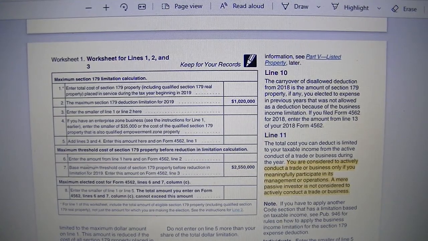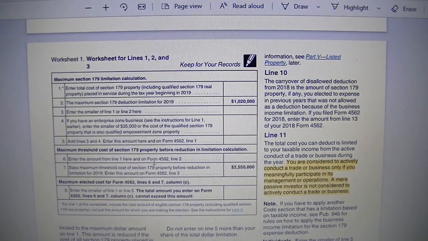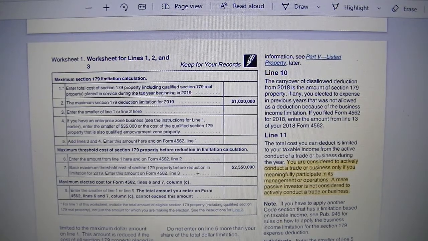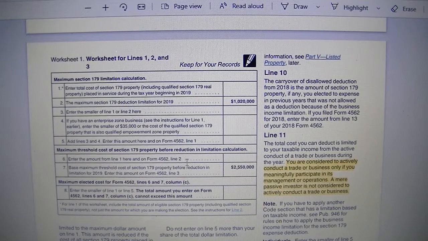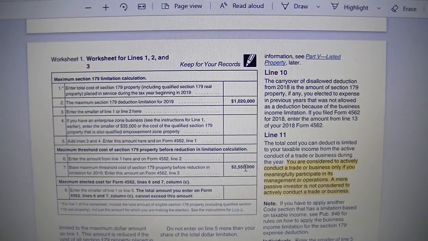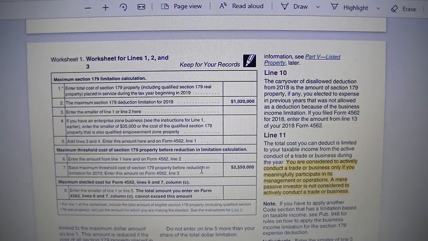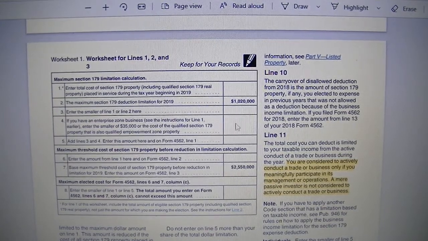So the base maximum threshold cost of Section 179 property before reduction in limitation, line 3, is 2,590,000. So pretty much what it means is, if the total cost of all the assets you want to claim Section 179 is more than 2,590,000 for 2020, there will be a deduction of the amount you could claim.